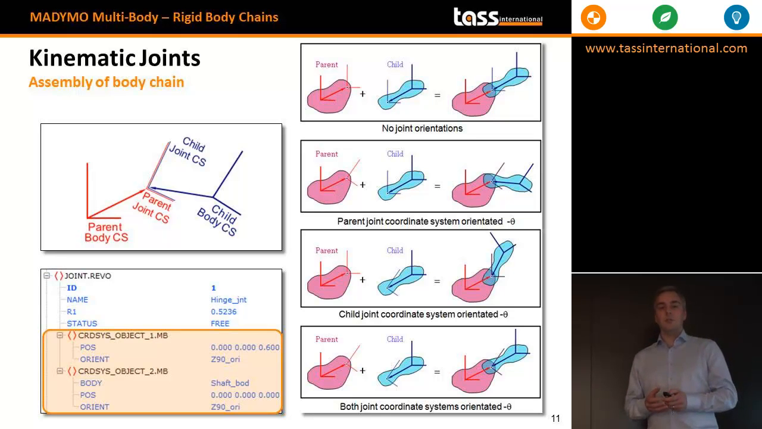You see that when MADYMO is initialized, when you run a simulation, the body chain is assembled, and in the assembly the child bodies are basically linked to their parent body. A chain you can see as a successive assembly of bodies with respect to their parent body, and the way they are assembled is defined with the joints and the orientations relative to the body local coordinate systems.